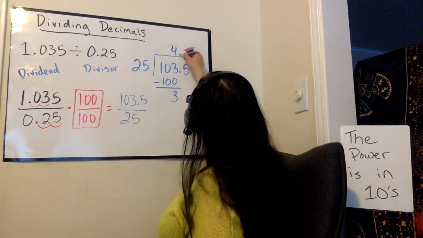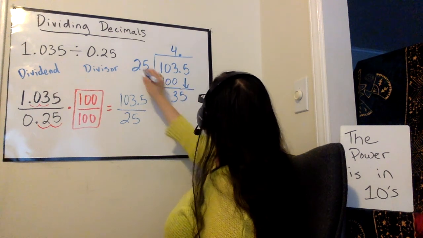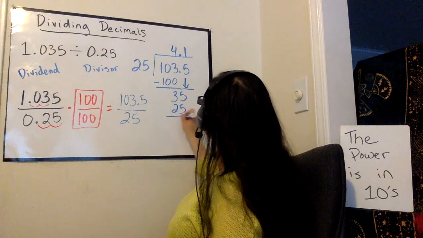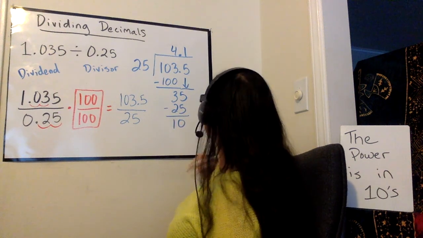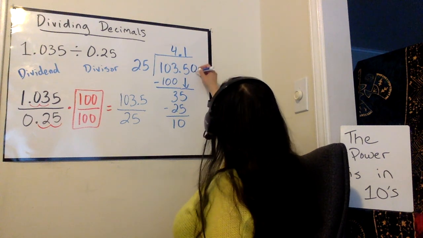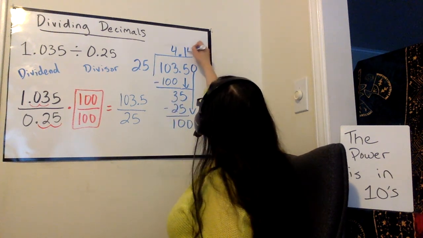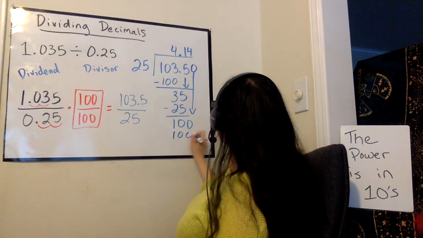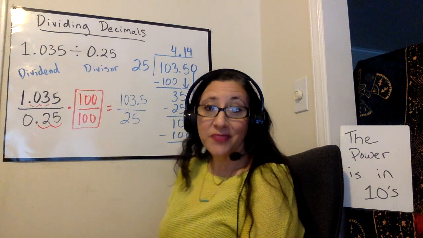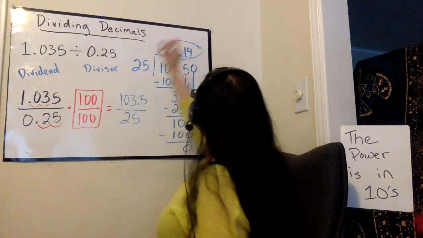This decimal point is going to move up. Okay, I'm going to bring my 5 down. 25 into 35 goes in 1 time. I have 10 left over, so I have to keep going because I don't have a remainder of 0 yet. So I'm going to put a 0 here and bring it down. And 25 goes into 100 4 times. And that leaves me with 0 as the remainder. So I'm good and I'm done. So the answer to this problem is 4 and 14 hundredths.